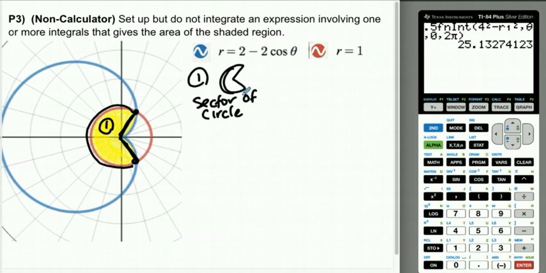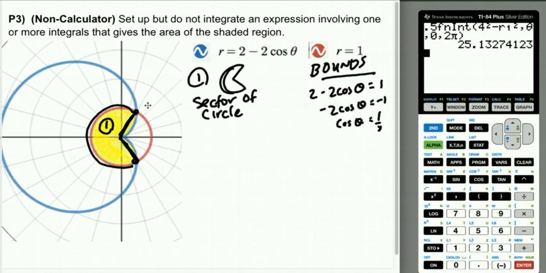Here, it's not quite as obvious by visual inspection, so I should probably find the bounds, right? So I should really find what those two angles are. So I'd set 2 minus 2 cosine theta equals 1. So negative 2 cosine theta is negative 1. So cosine theta is a half, right? And so that means that this angle is pi over 3, sorry, pi over 3 rather, my bad. And this angle, depending on how you're looking at it, is either negative pi over 3 if you're looking at it in this consecutive window, or it's 5 pi over 3 if you were looking at it going this way around the circle, right? So there are two ways to do this, okay?